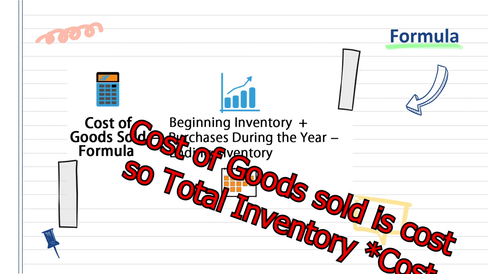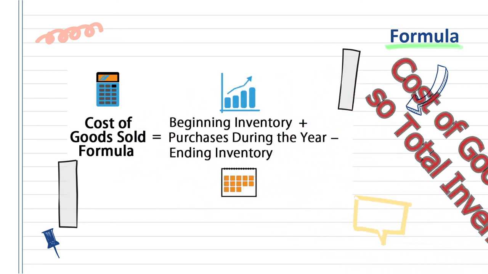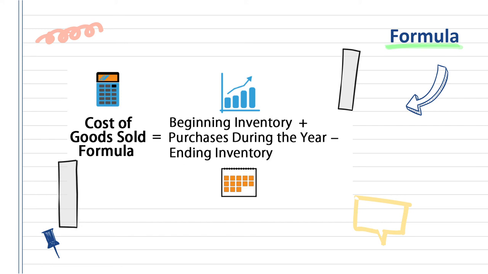First, you see what are the things that are remaining from previous year. That's your beginning inventory. Then you see what did I purchase during this year. That's your purchases during the year. And then you see what's remaining, what I haven't sold yet. So that's your ending inventory.